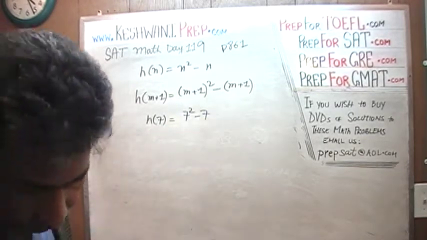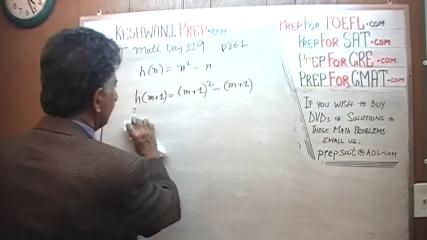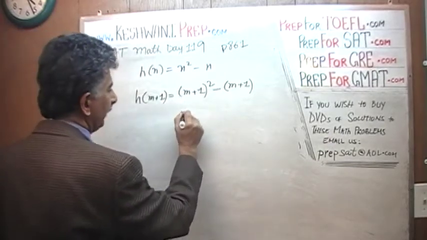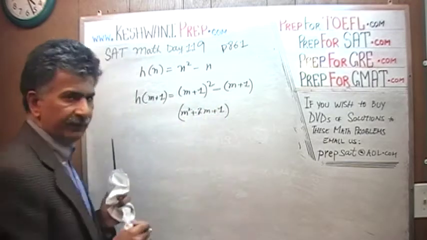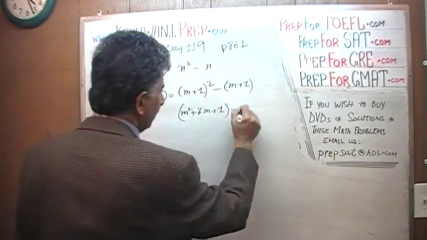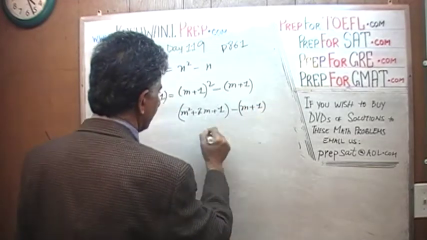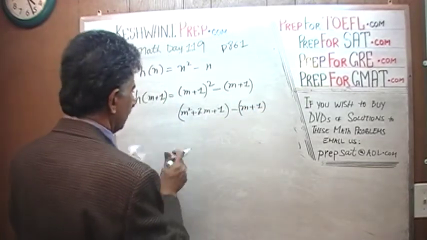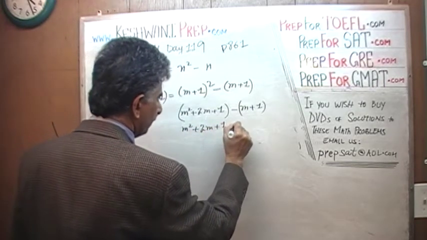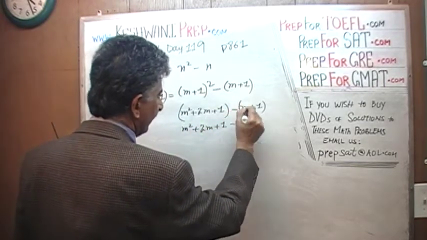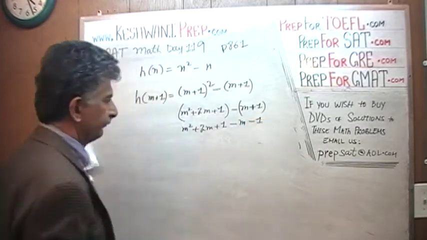We have to simplify it. We have to open it. So m plus 1 squared would be m squared plus 2m plus 1. As you can see, it is getting quite complicated. Minus m plus 1, which will be simply m squared plus 2m plus 1 minus m. This is a minus sign, this is a positive sign, it becomes a minus 1.